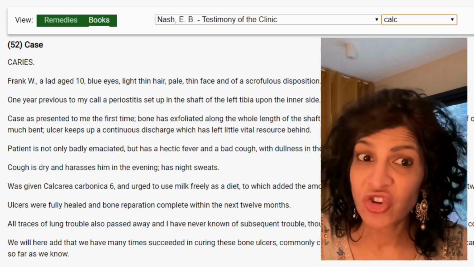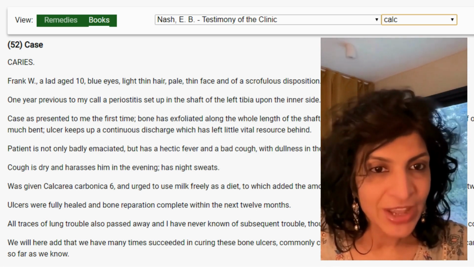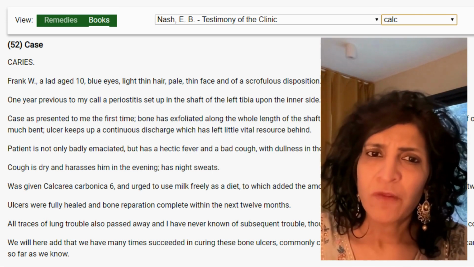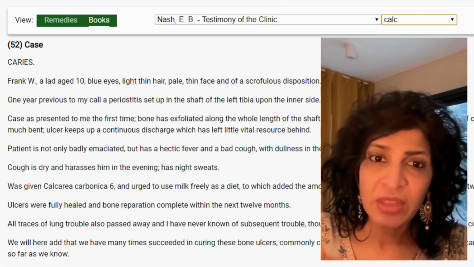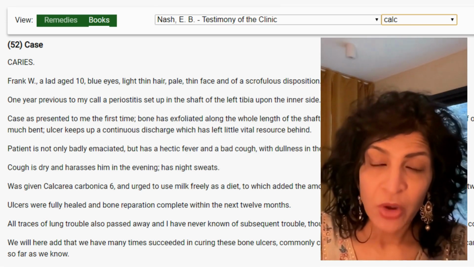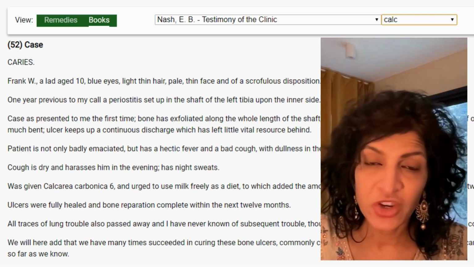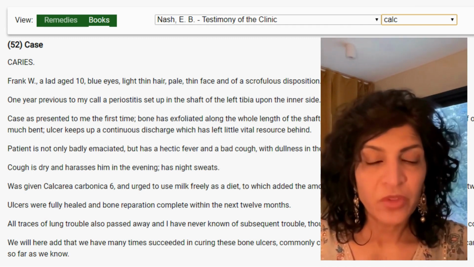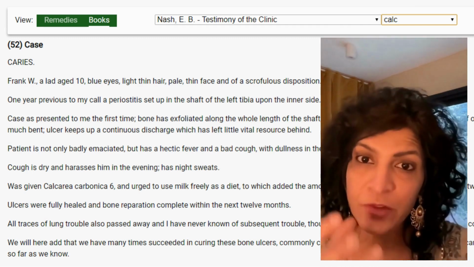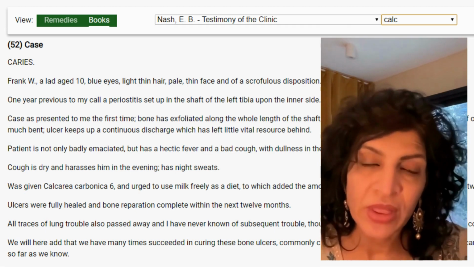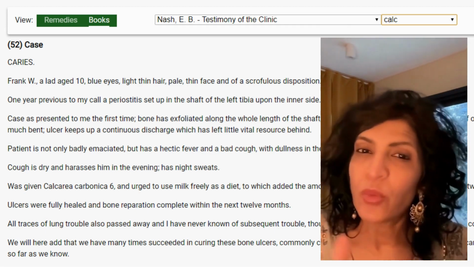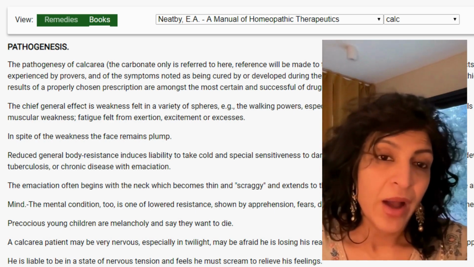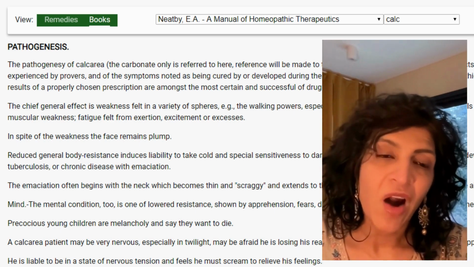And then we have Nash. The best part about Nash EB, which is his testimony of the clinic, is he's given you cases for Calc Carb in these low potencies and dilutions. For example, when we check case 52, it gives you what exactly has Calc Carb done for this particular patient in that really physiological stage 1 potency, as you call it, and how it has helped that patient. And then we have Nijbai. Again, it gives you the pathogenesis of Calc Carb.